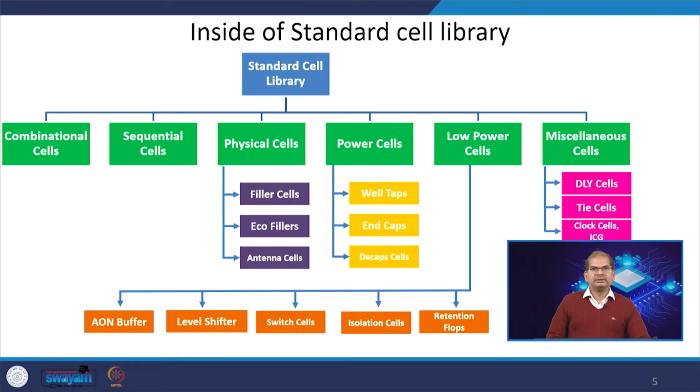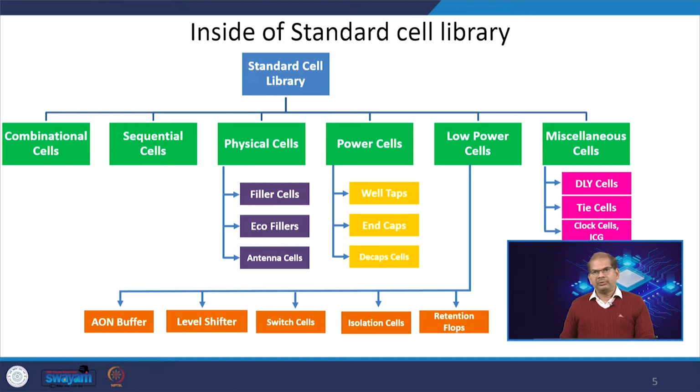Now, what is inside a standard cell library? We are curious to know what is inside a standard cell library. If you look into this, the combinational cells are there in the standard cell library. The combinational cells consist of your NAND, NOR, XOR, all kinds of combinational logic. Then you have sequential cells. The sequential cells will consist of your D flip flop, latch, T flip flop, all different kinds of sequential circuits.